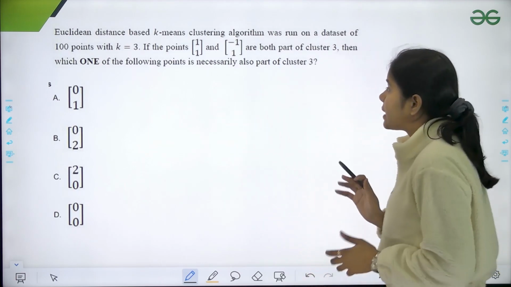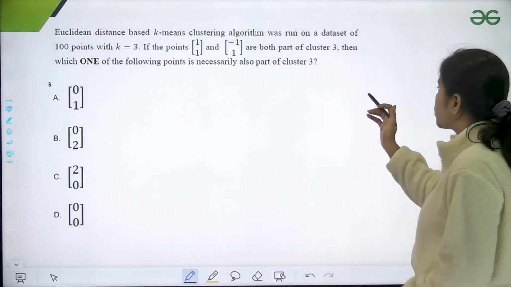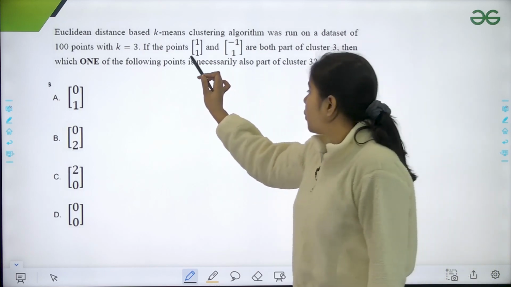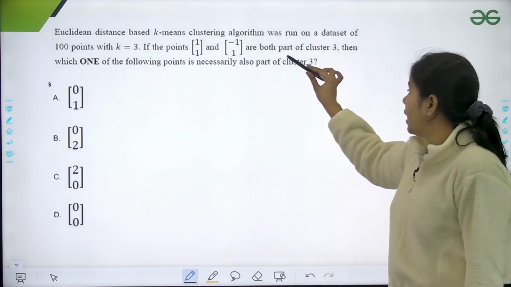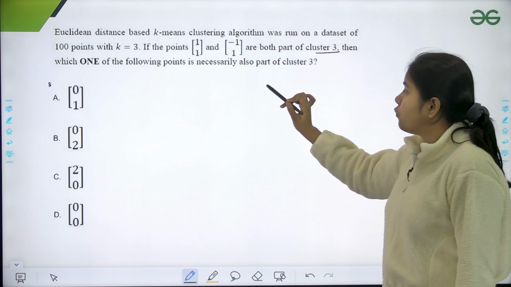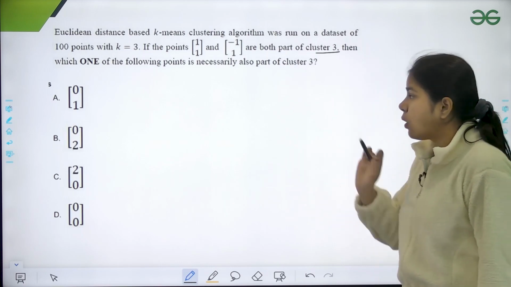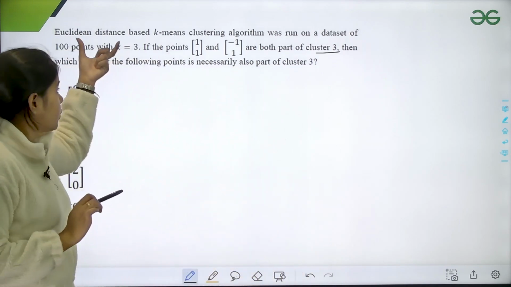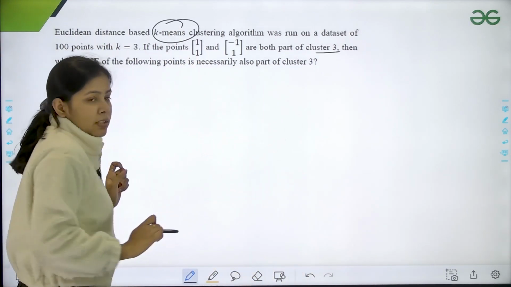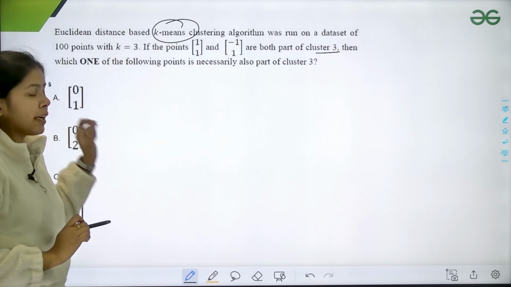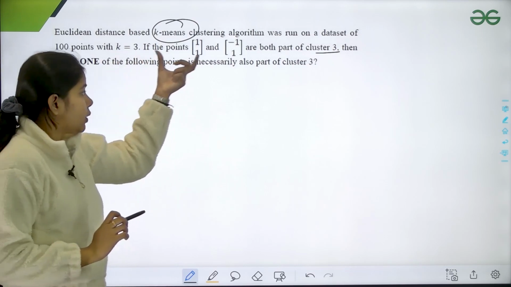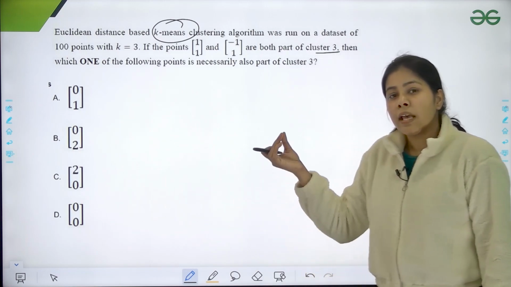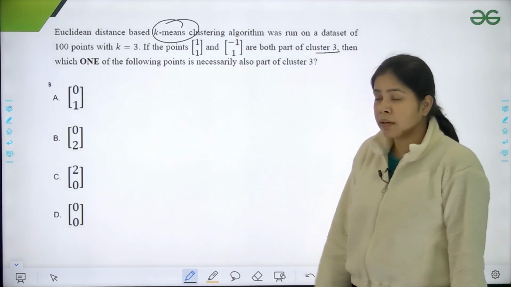A Euclidean distance based k-means clustering algorithm was run on a dataset of 100 points with k equals 3. If the points (1, 1) and (-1, 1) are both part of cluster 3, then which one of the following points is necessarily also a part of cluster 3? So first we are taking Euclidean distance and applying the k-means clustering algorithm, and we have taken k equals 3. In a particular cluster we are already given 2 points, and they ask which one of the points is also included in the cluster.